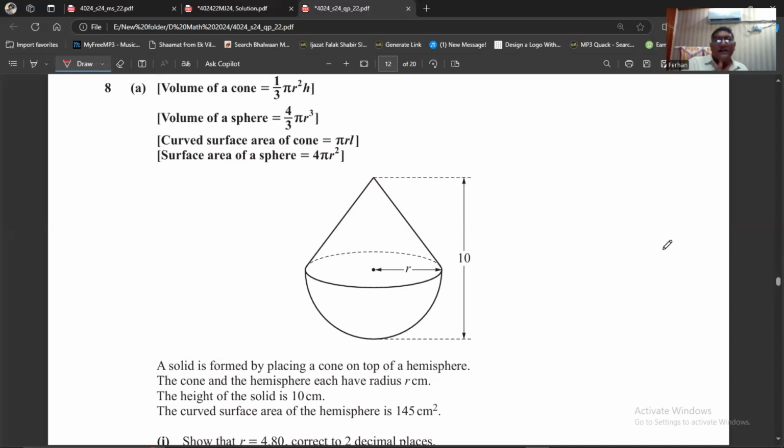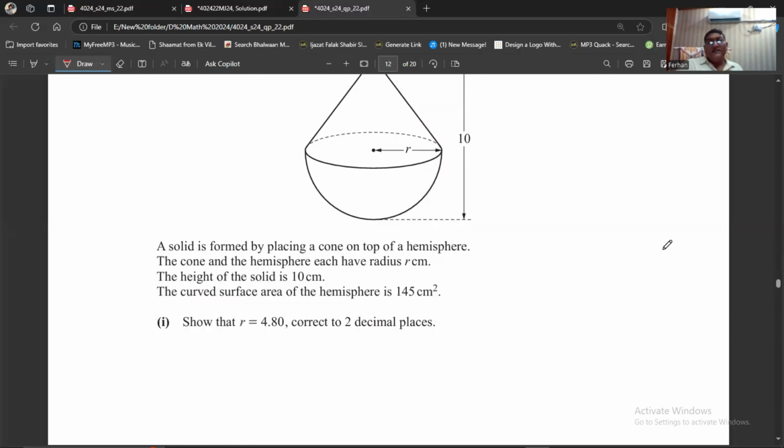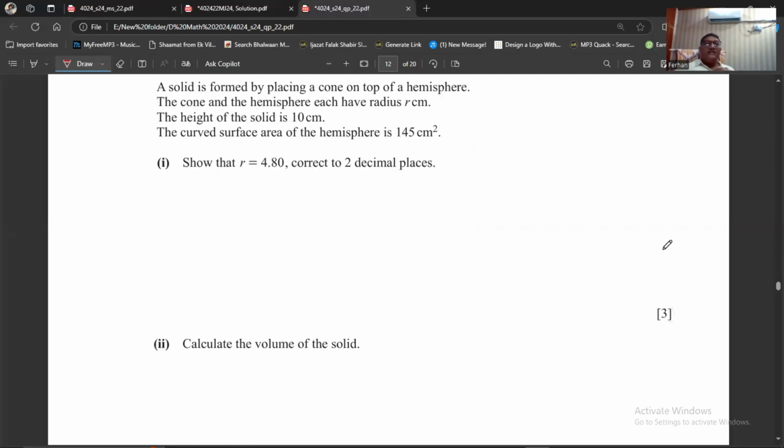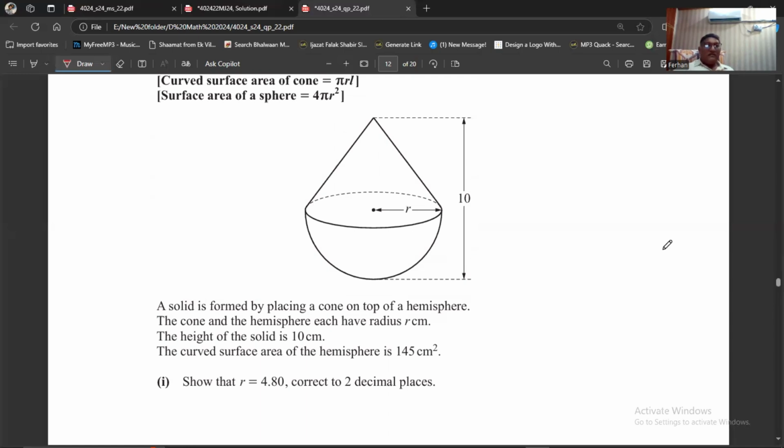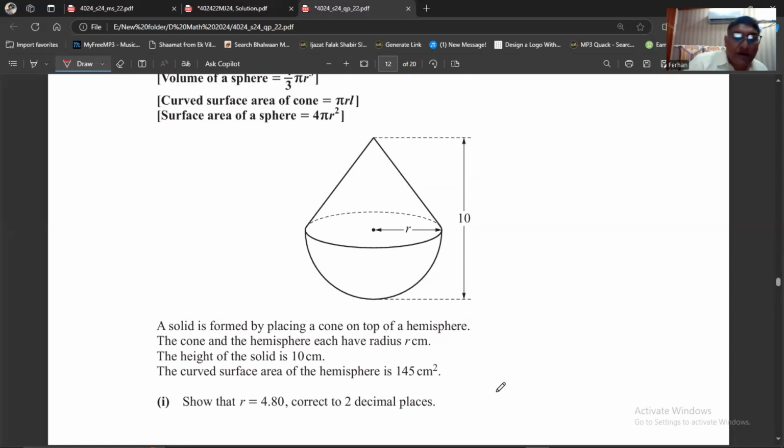You know the curved surface area? The curved surface area of the cone is pi r L. He said the curved surface area of the hemisphere. Sorry, I thought cone. This word is hemisphere.